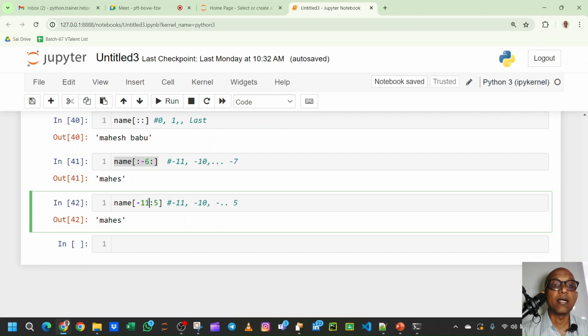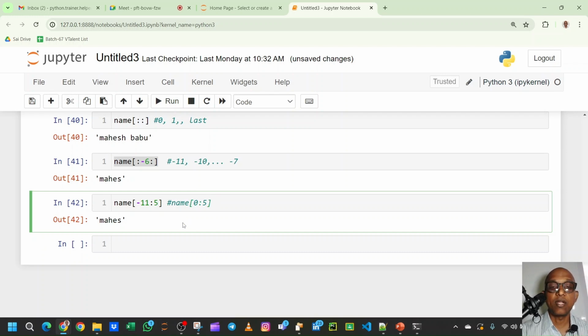What is the equivalent positive index for the minus 11 in this given string? Index number 0. That zero is the equivalent positive indexing number for the minus 11 in the given string, correct? So what Python will do smartly is convert this internally. You cannot see that. Internally, this is going to say 0 to 5.